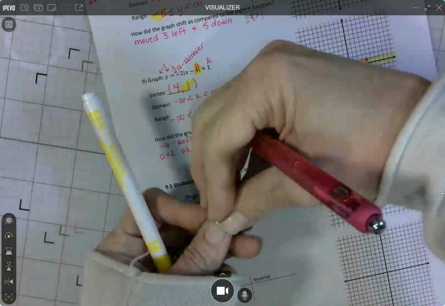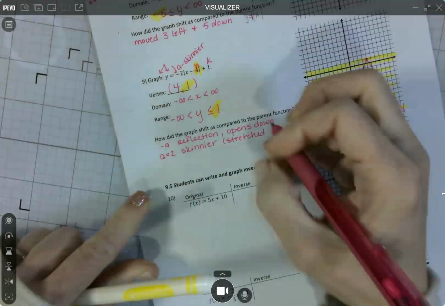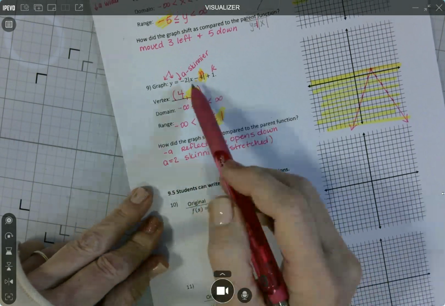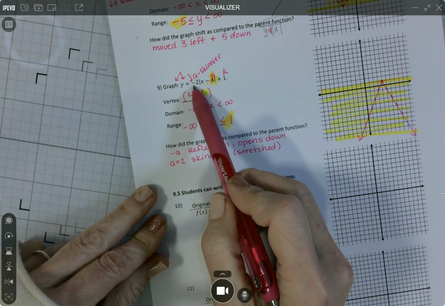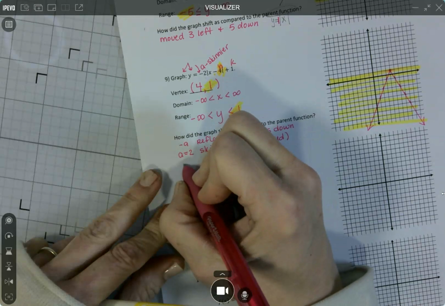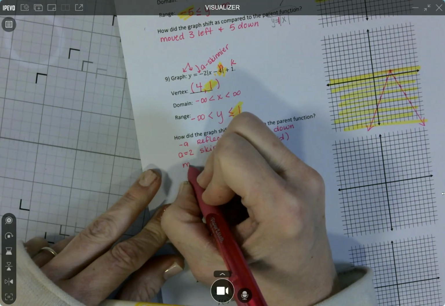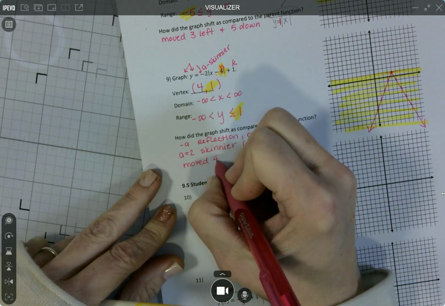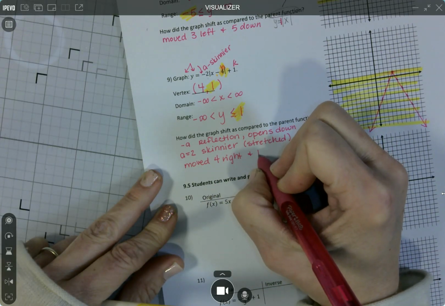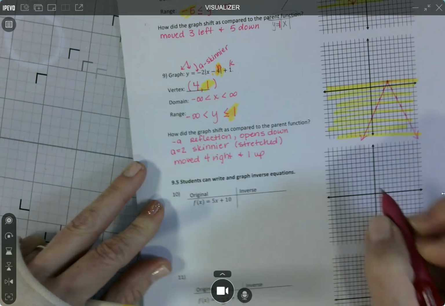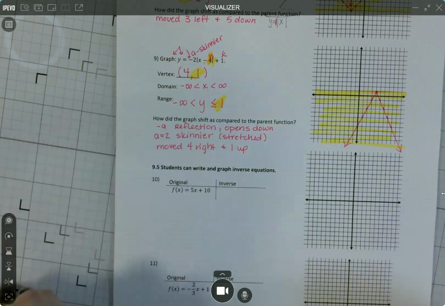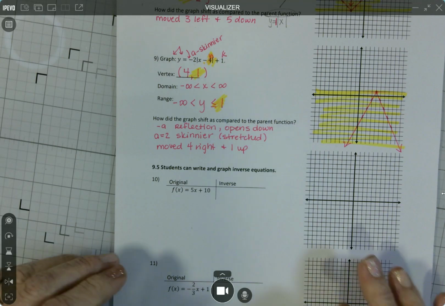Okay, it's like we took it and just stretched it like this, and it made it skinnier. Okay, and then, so we talked about this. Now we're going to talk about this. So it moved 4 to the right and up 1. Okay, that's what happened to it. All right. That's the end of the absolute value.